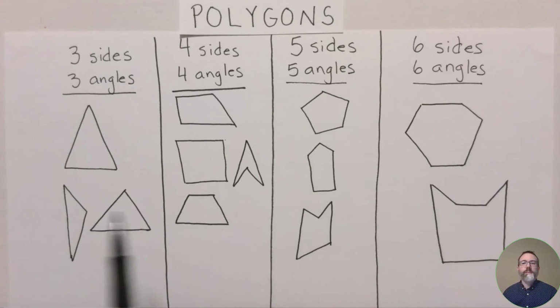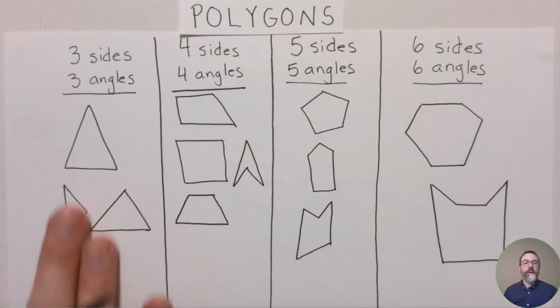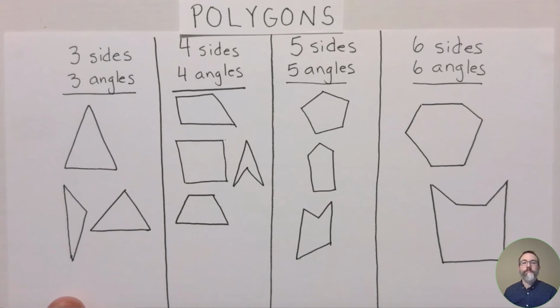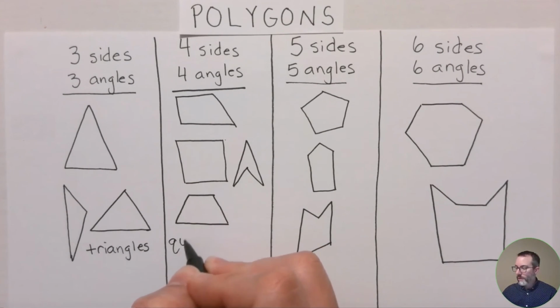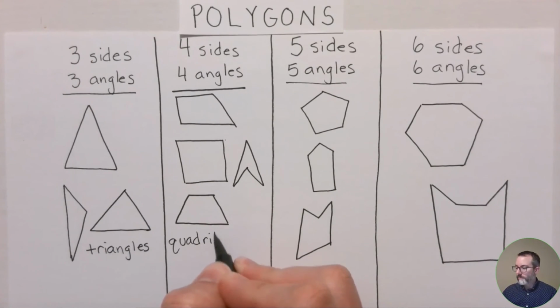Each of these categories has its own special name. Do you know what a shape that has 3 sides is called? If it has 3 sides, tri means 3, T-R-I, like a tricycle. If tri means 3, then these shapes are called triangles. Any 4-sided shape has a special word. Quad means 4, so these are quadrilaterals.